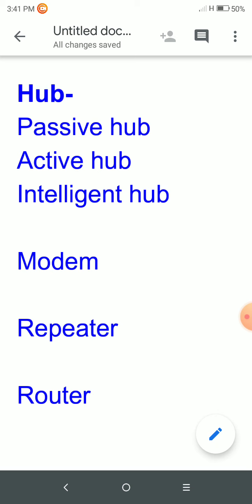The next hub is the intelligent hub, which is better than the active hub. In addition to signal amplification and regeneration, this type of hub performs intelligent work like network management and intelligent path selection. Such tasks are done by the intelligent hub. As the name says, the direction of data transmission can be chosen automatically by the intelligent hub. Now the next device is the modem.